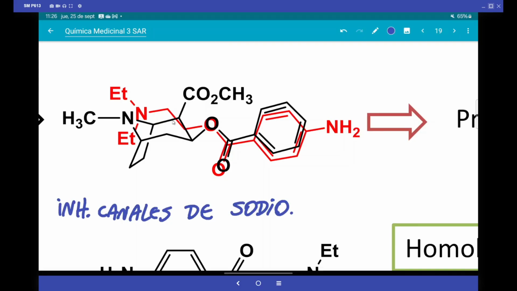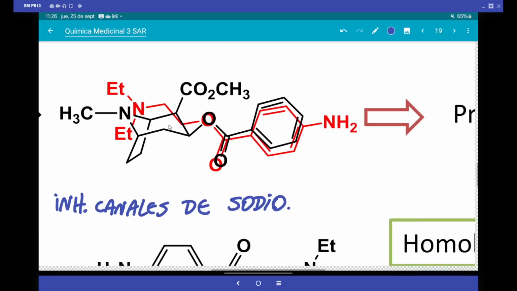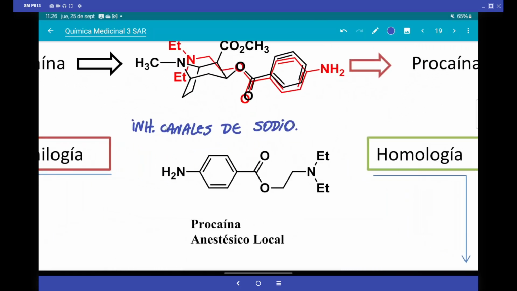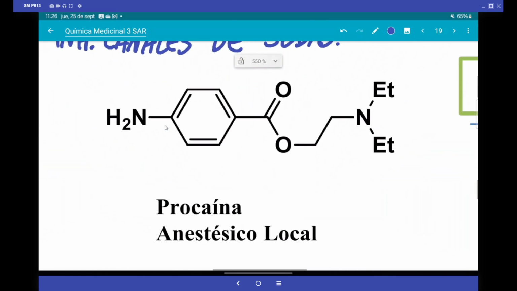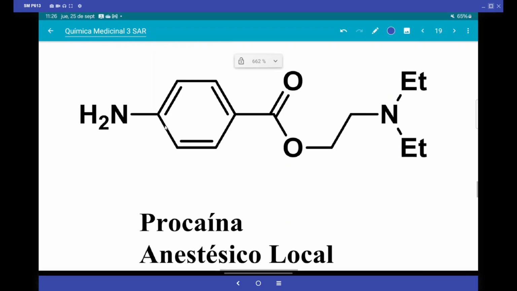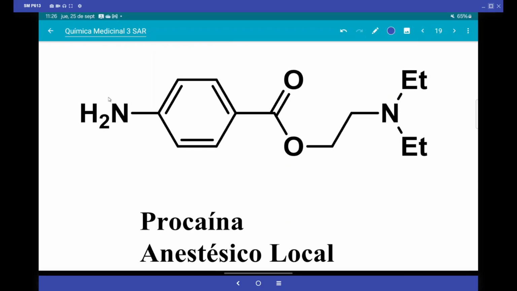That is, if you want to create a new local anesthetic, you have to respect this pharmacophore: an aromatic ring, a polar group, and finally, a basic tertiary nitrogen atom. Well, this has been studied, and it has been determined that in the case of procaine and its congeners, to achieve the maximum inhibition of the sodium channels, a group of this type is convenient in the para position. This is an aniline.